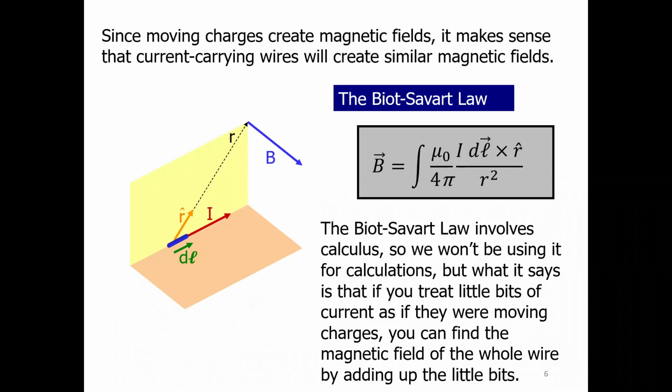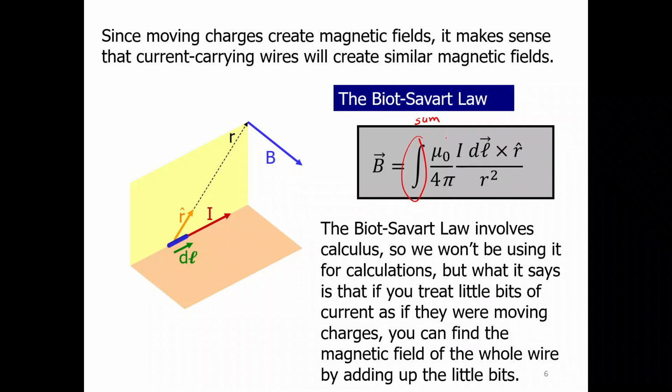Now, how do we know how strong it's going to be? And how does this relate to currents? Because we've just talked about charges, but what about currents? There's a law called the Biot-Savart law. It's French. I don't speak French, I apologize. And it is a calculus-based law, so this is an integral. It basically means sum. It means you add up the little pieces. That's what an integral is.